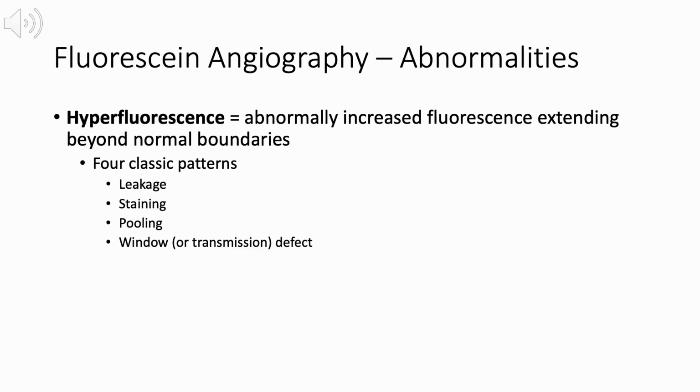In contrast to hypofluorescence, hyperfluorescence refers to abnormally increased fluorescence that extends beyond normal anatomic boundaries. Recognition of the specific pattern of hyperfluorescence is critical, as it reflects the underlying pathophysiologic process. There are four classic patterns of hyperfluorescence seen on fluorescein angiography: leakage, staining, pooling, and window defect, which we will talk about individually in the upcoming slides. Distinguishing among these patterns provides essential diagnostic insight when interpreting fluorescein angiograms.